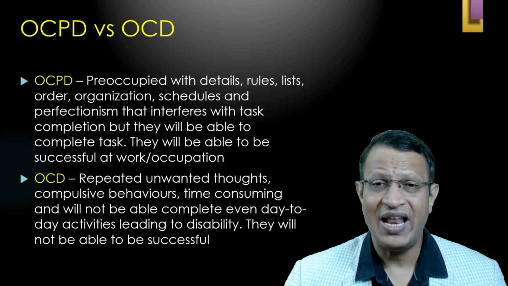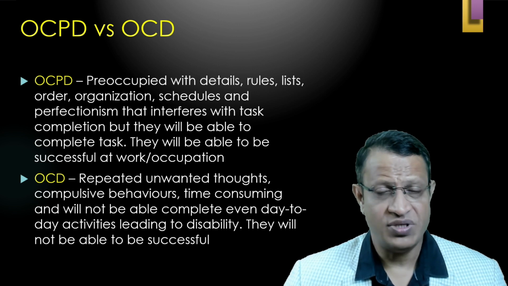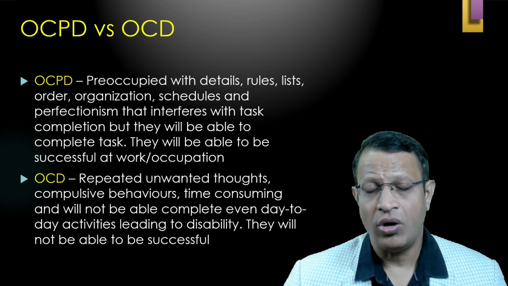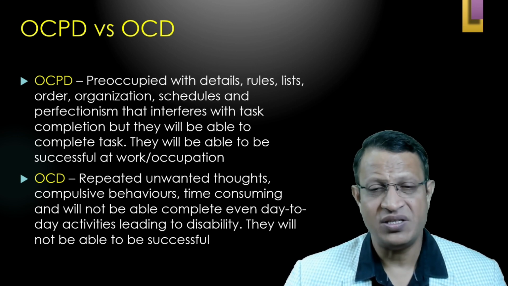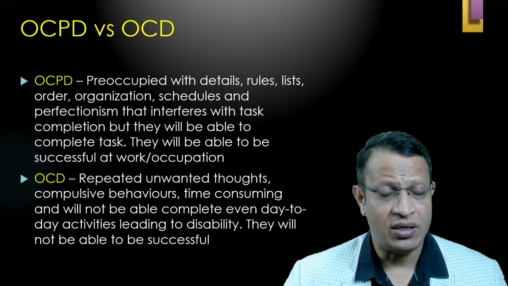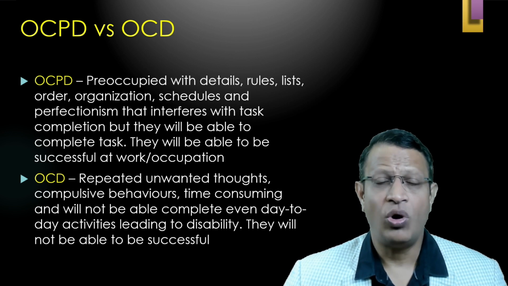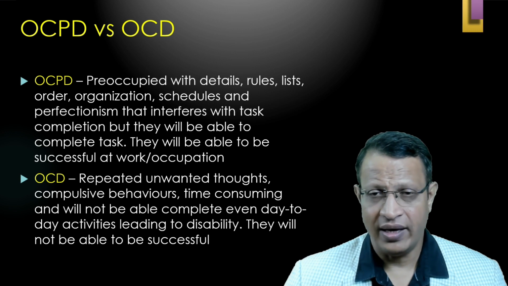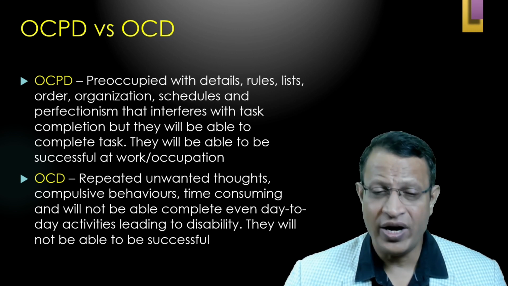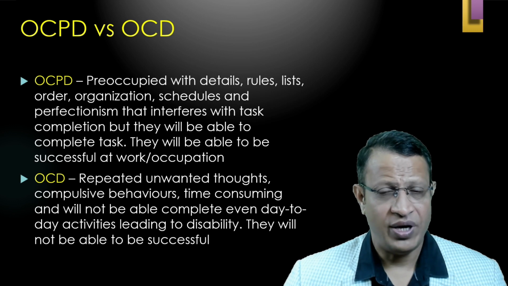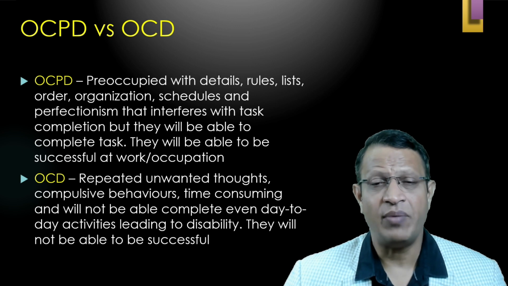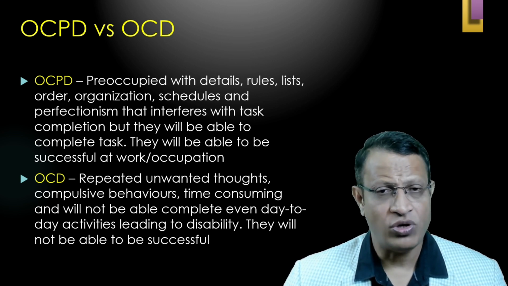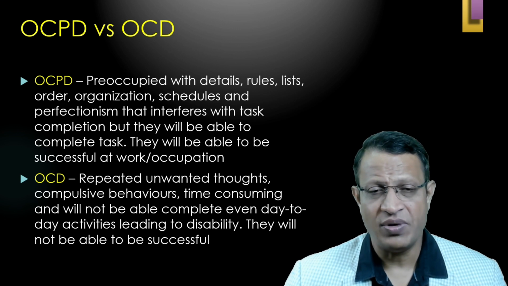Whereas in OCD, they will have repeated unwanted thoughts which are observed. They are clearly able to say these are all unwanted thoughts and they are accompanied by compulsive behavior. Here also the patient says, I don't want to do this, but I'm compelled to do this. They are time consuming and they do not complete any event by deadline. That means many times you can see avoidance also. Most of the time, a person with OCD will have disability, and many a time the family members also suffer miserably because of accommodative behavior of obsessive compulsive disorder.